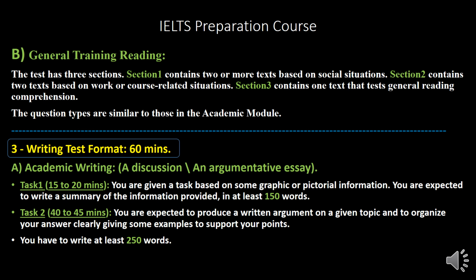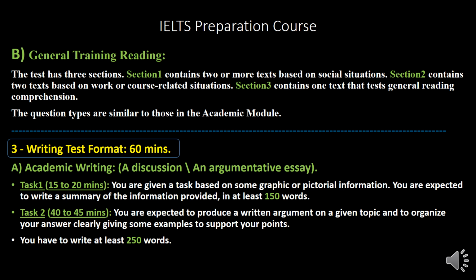Moving on to number B, general training reading. The test has 3 sections. Section 1 contains 2 or more texts based on social situations. Section 2 contains 2 texts based on work or course-related situations. Section 3 contains 1 text that tests general reading comprehension. The question types are similar to those in the academic module.